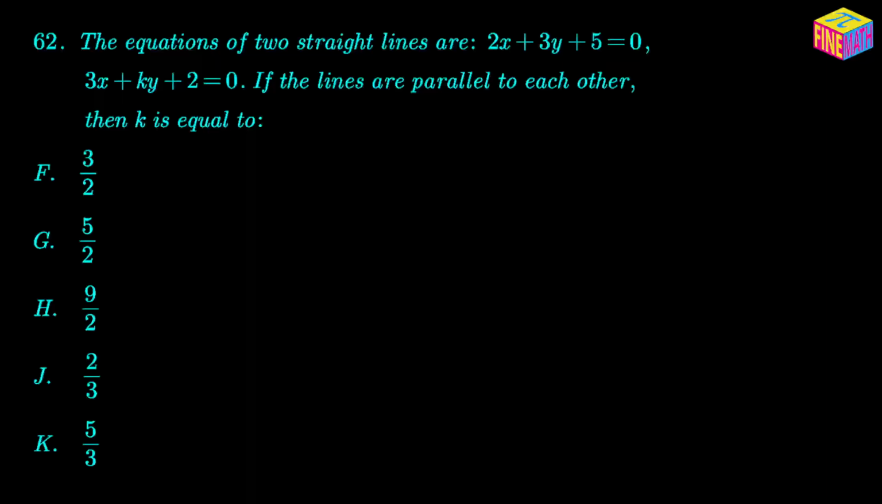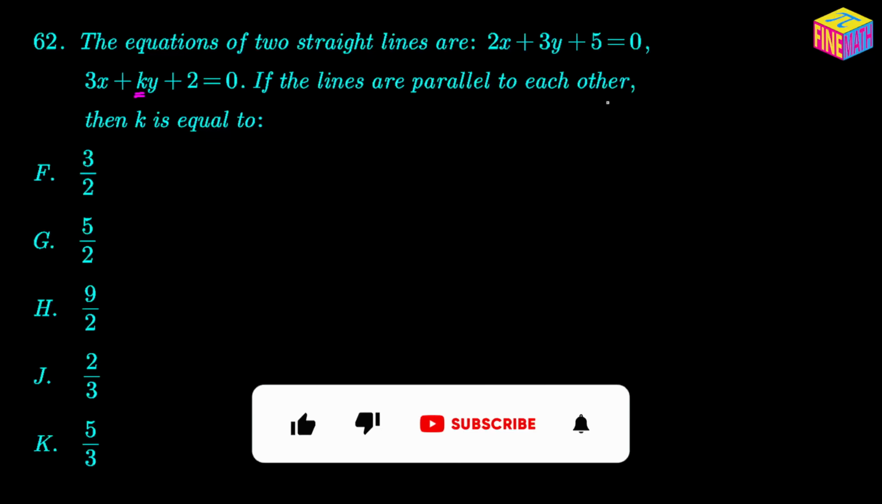So let's get started. Here the question says that the equations of two straight lines are 2x + 3y + 5 = 0. That is the equation of one of the straight lines, and the equation of the other straight line is 3x + ky + 2 = 0. So we have an unknown here, which is the k, and we have to find out the value of k if the lines are parallel to each other.